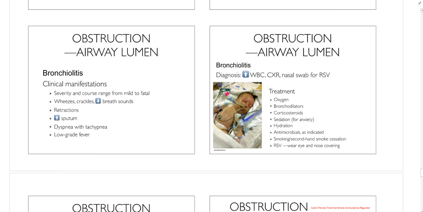We're going to give them a bronchodilator to try to open up those bronchioles as much as we can. They're going to be super inflamed, so we're going to try to give them corticosteroids to reduce inflammation. We may sedate them a little bit for anxiety, because these kids are going to be super anxious and trying to breathe as a natural response. We're going to give them lots of fluid to thin out that thick, tenacious mucus production. If there's a bacterial infection, we may give them antimicrobials as well.